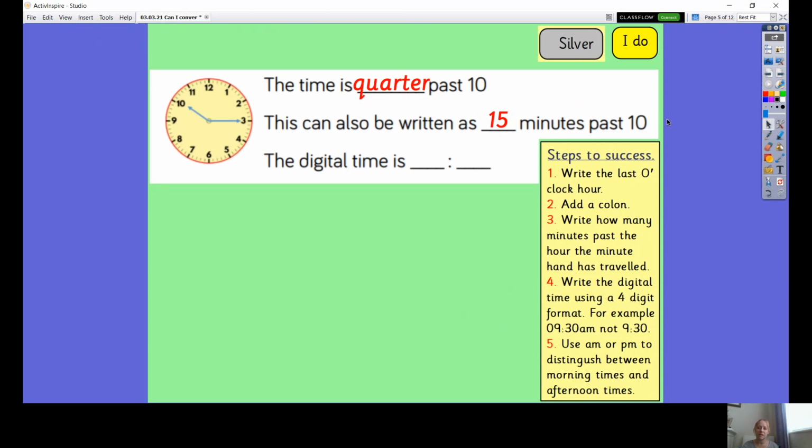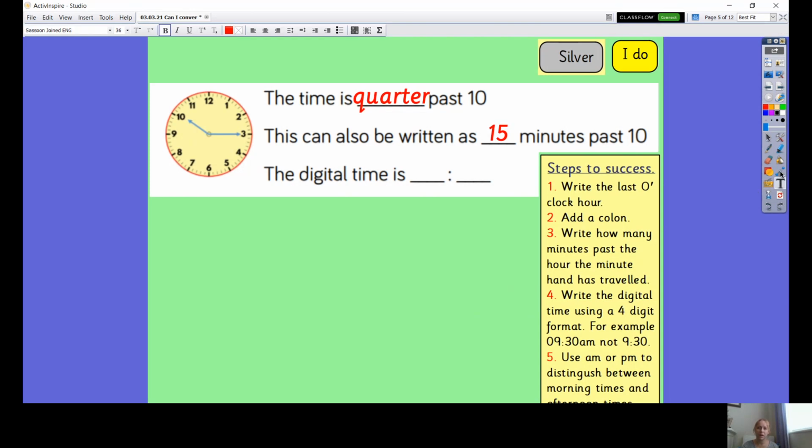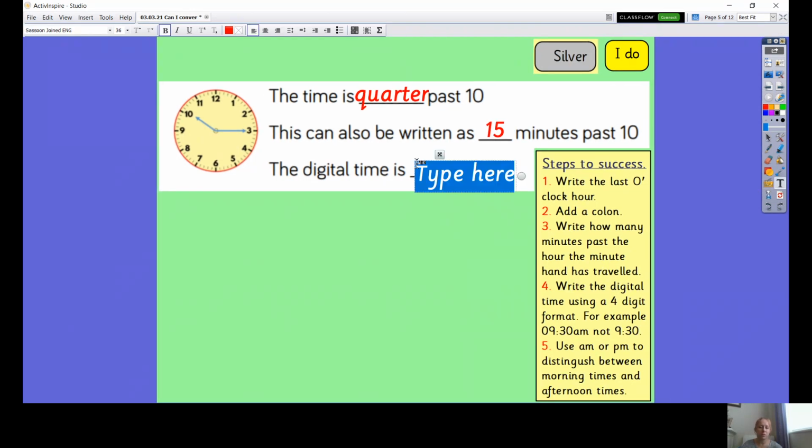And if we wanted to write that as a digital time, we would know that the hour that it's gone past is 10. Again, I don't need a 0 in front because there's 2 digits here already. I've already put the colon in, and then 15 goes after it.